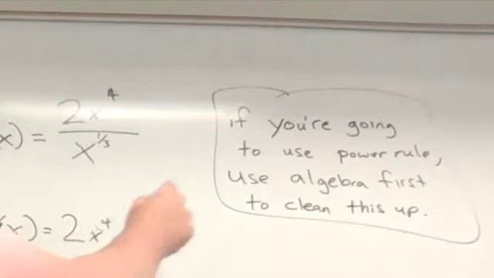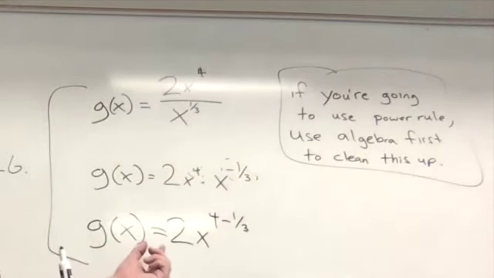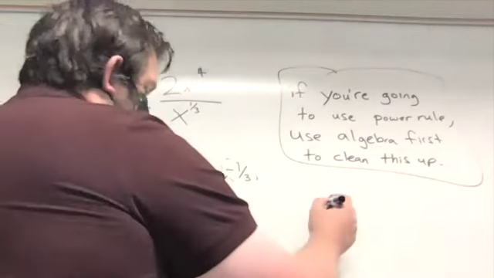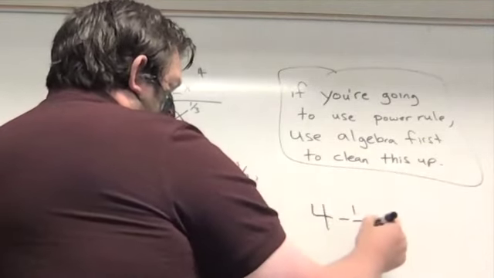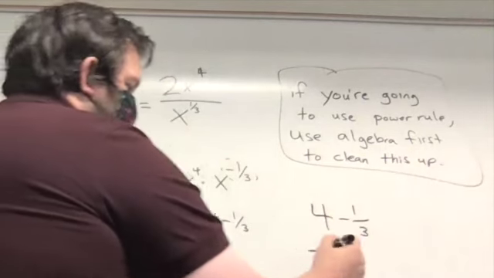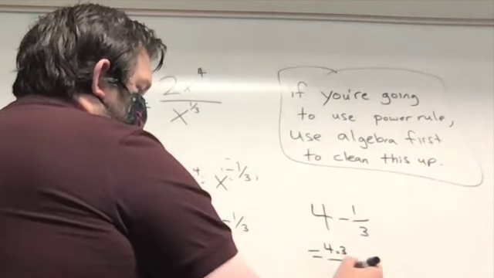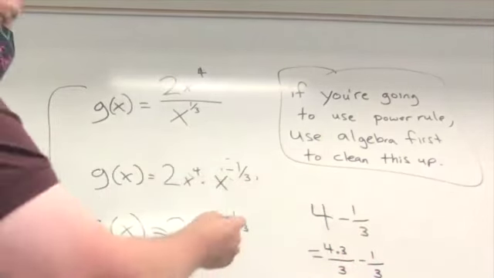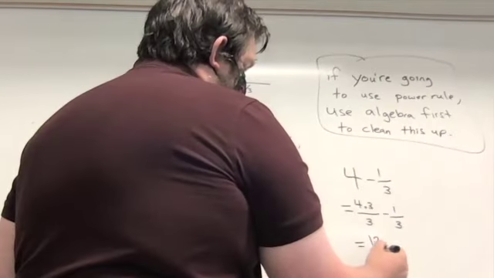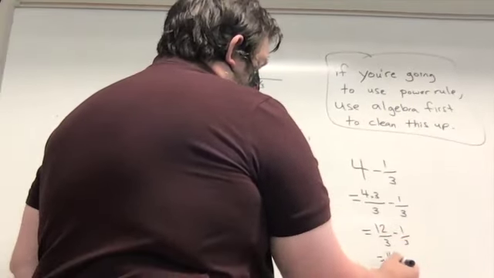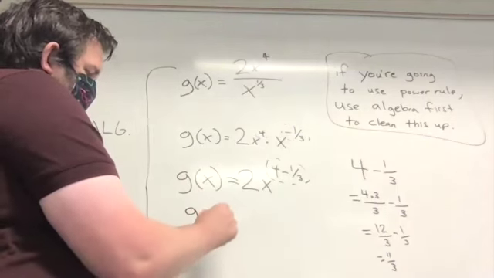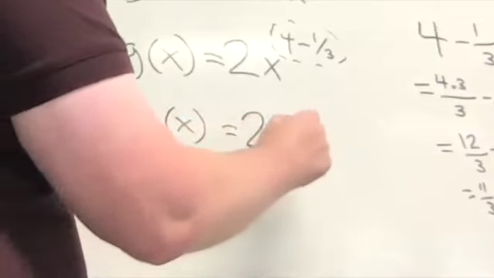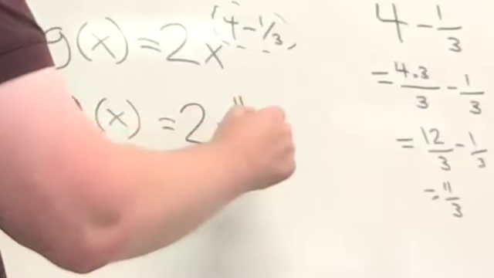I can combine these exponents to do g of x equals 2 times x to the 4 minus 1/3. Now I have to think back to a long time ago when I tried to do 4 minus 1/3. And hopefully someone told me that I could rewrite this as 4 times 3 over 3 minus 1/3. This is getting a common denominator, so I can simplify this number. So I have 12/3 minus 1/3, which is 11/3. So I'm still doing algebra here. And I have g of x equals 2x to the 11/3.